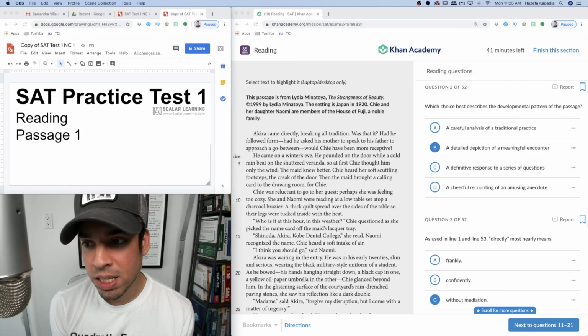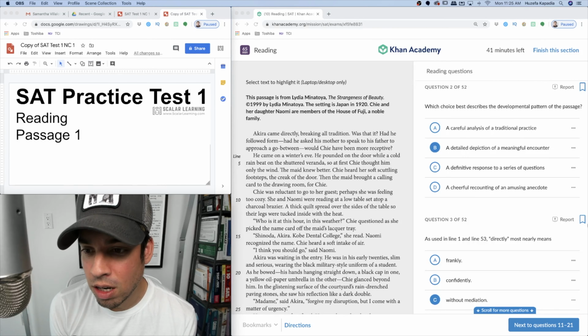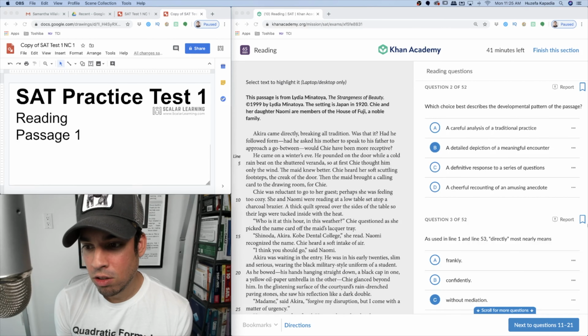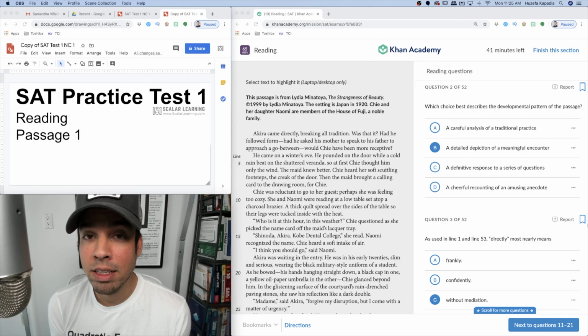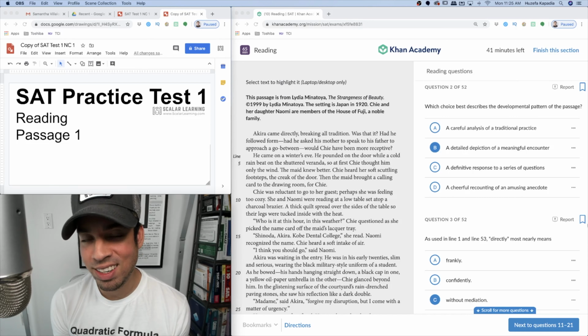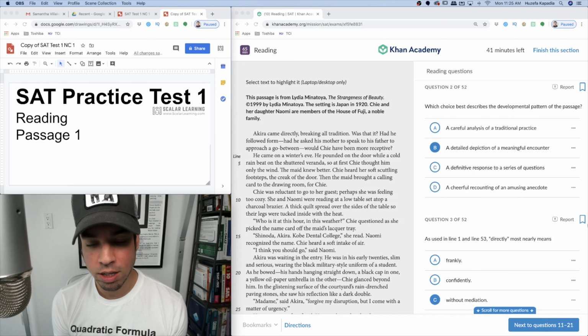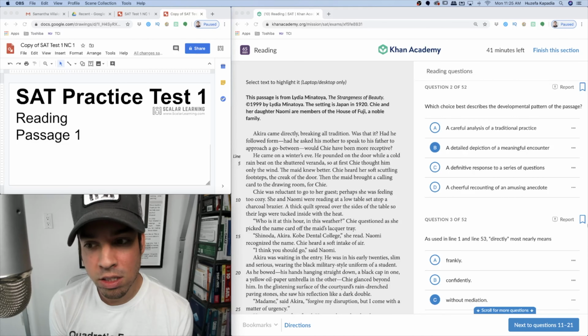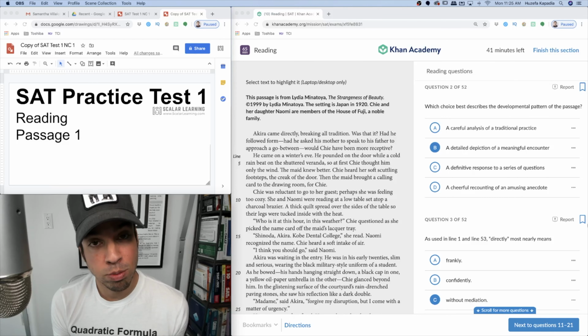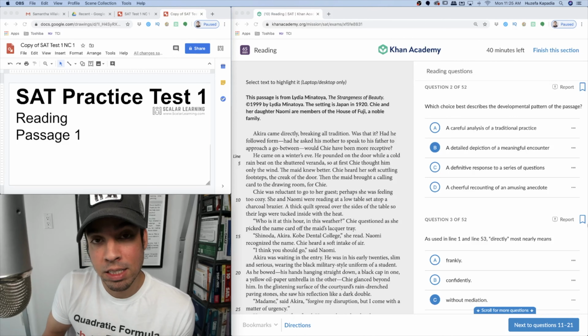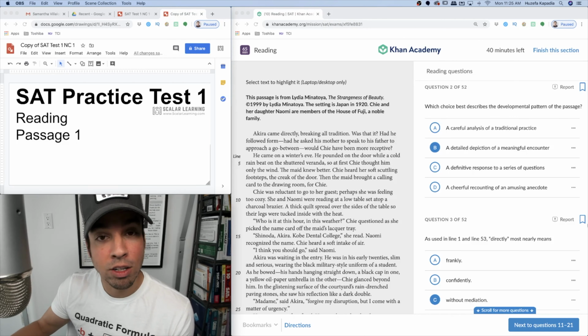Question two, which choice best describes the developmental pattern of the passage? So I chose a detailed depiction of a meaningful encounter. And again, that's really just spot on. That's what's happening. It's a meaningful encounter because it goes anti-tradition, against the grain. A careful analysis of a traditional practice. This is not analyzing this practice of like marriage proposals back in 1920 in Japan. It's just not what's happening because it's off the beaten path. So it's not a traditional practice.